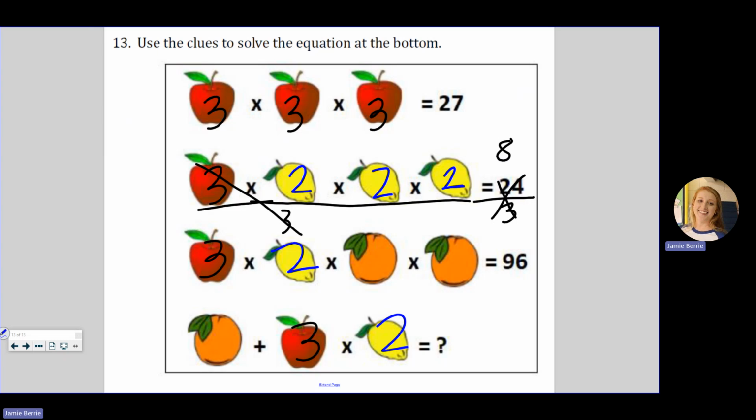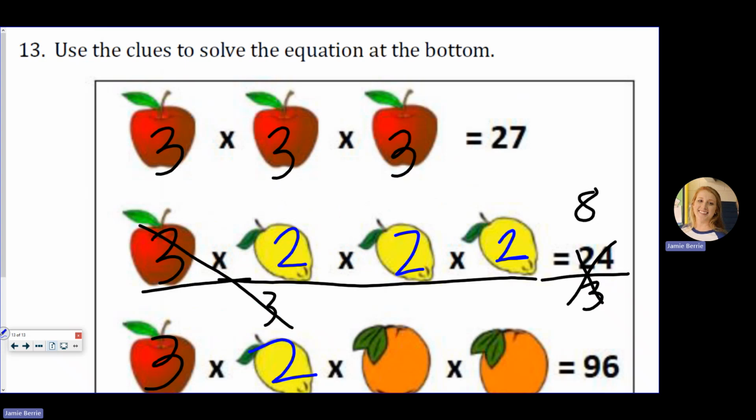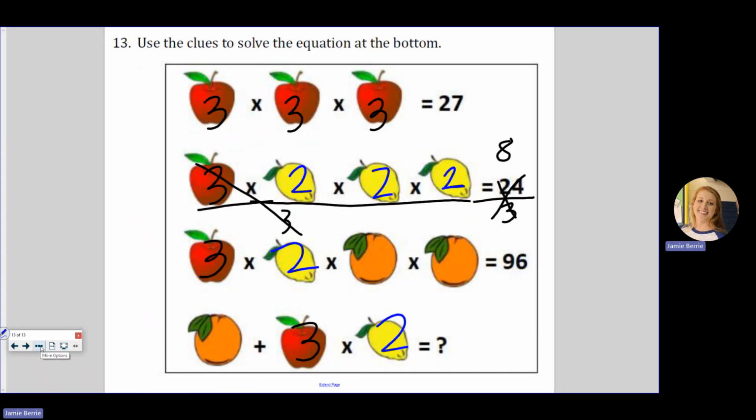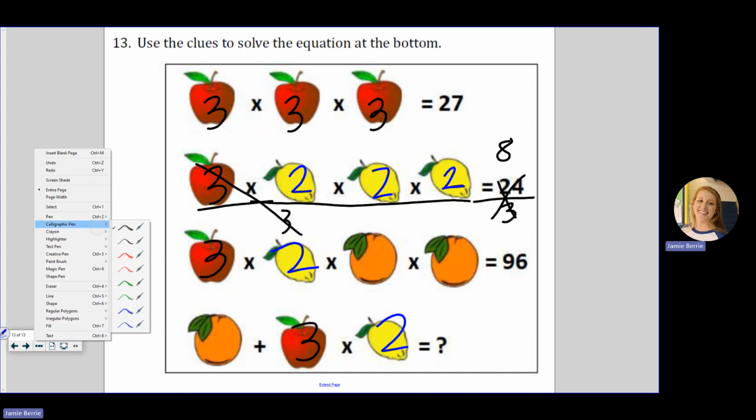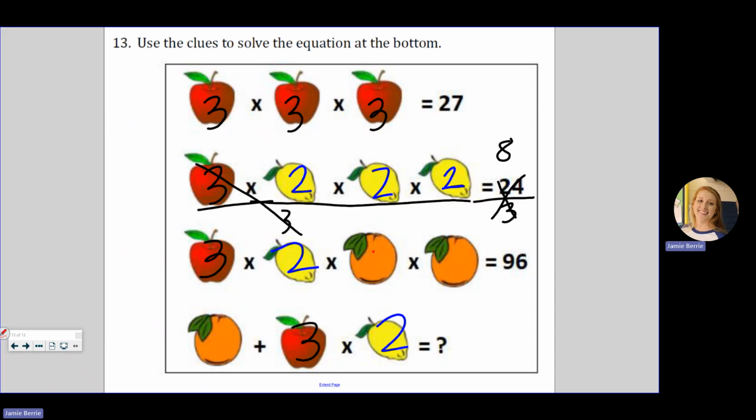Three times 2 times orange is 96. Divide by 6. Orange is 4. Oh, my bad. No, I was like 16 divided by 2, not 16 divided by this thing. I was like, it's not 4.